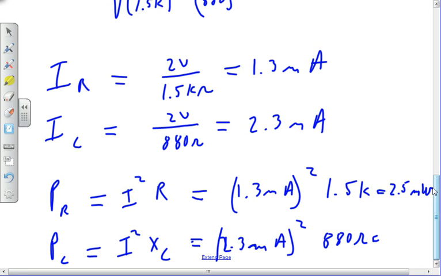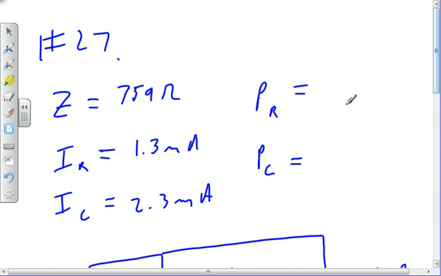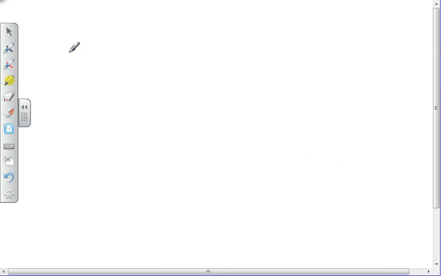2.3 E3, squared, times 880, 4.7 milliwatts. Okay, so 2.5 milliwatts, 4.7 milliwatts. All right, 27 done. 33.